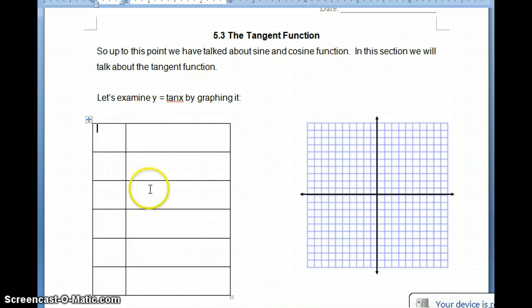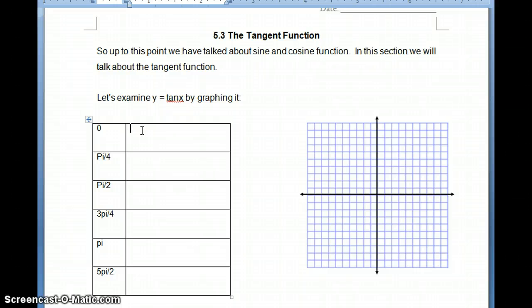So I have a little table of values here. We're going to start off with x being 0. Then we'll let x equal pi over 4, then pi over 2, then 3 pi over 4, and then pi, and 5 pi over 2. So you're going to plug those values into your calculator and find your y value for this tangent function.